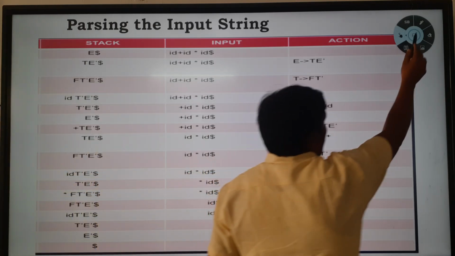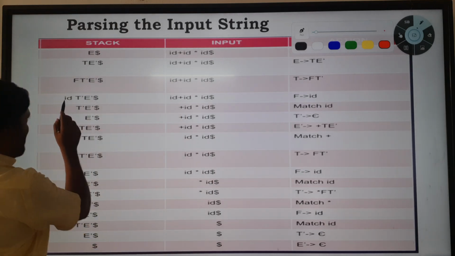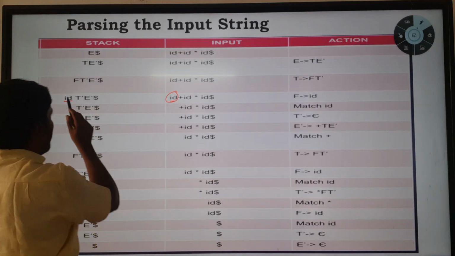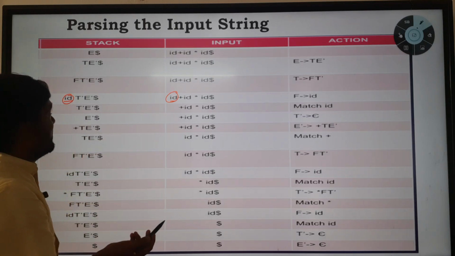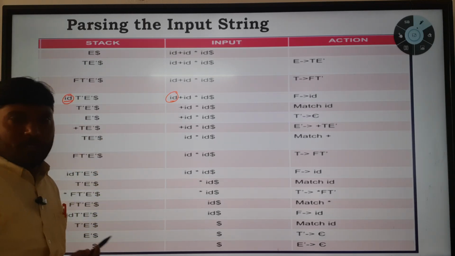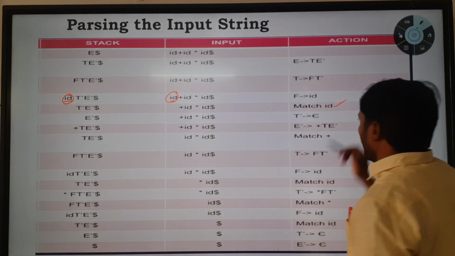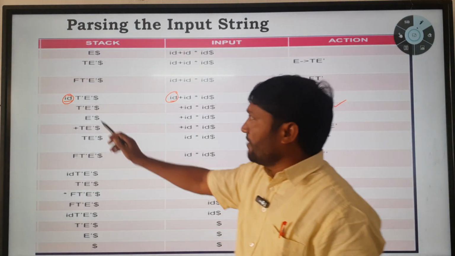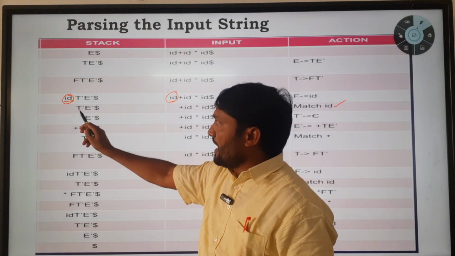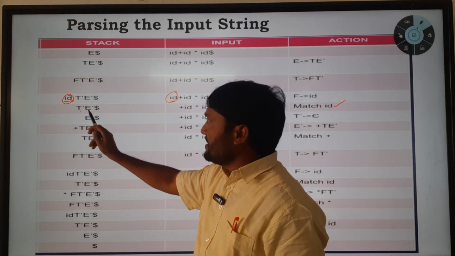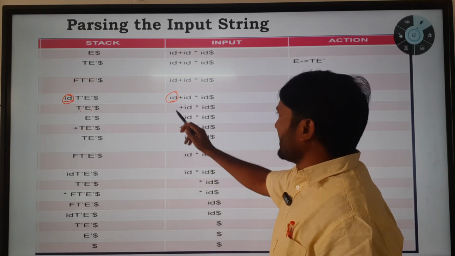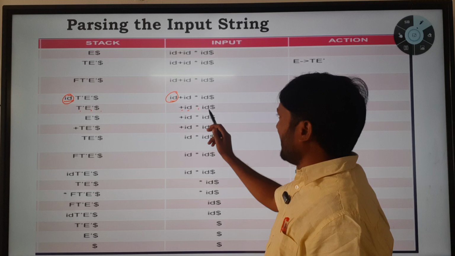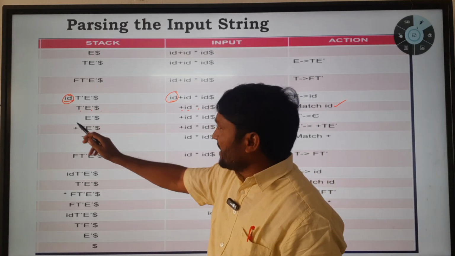So the top of the stack contains id and the input buffer contains id. These two match. That means whenever the stack and input string can be matched, then automatically we have to pop the symbol from the stack. After popping the id, the productions have T dash and E dash and dollar, and the remaining input string is plus id star id followed by dollar. What is the top of the symbol here?